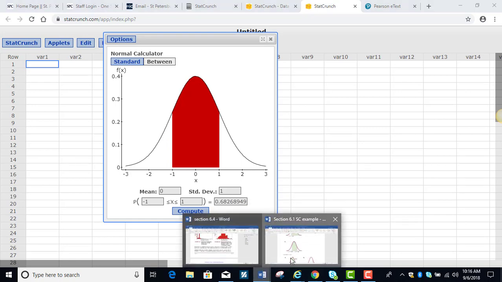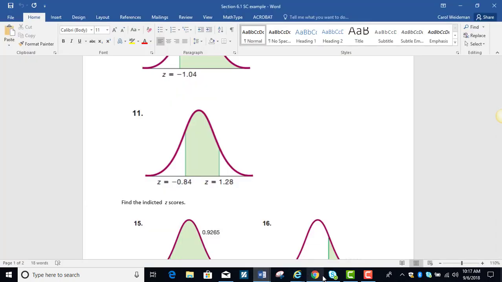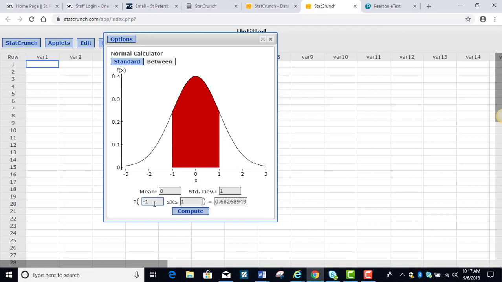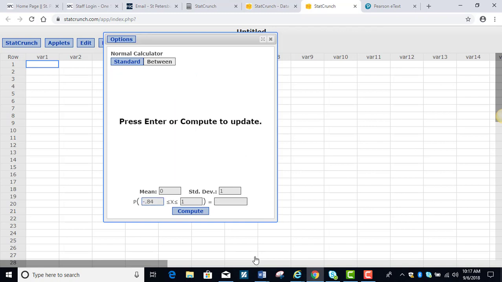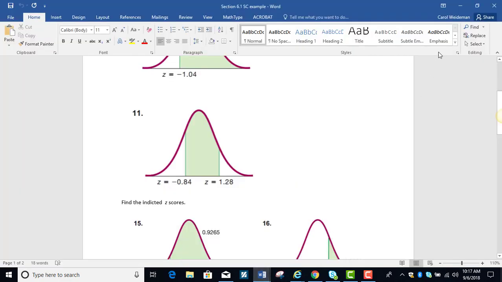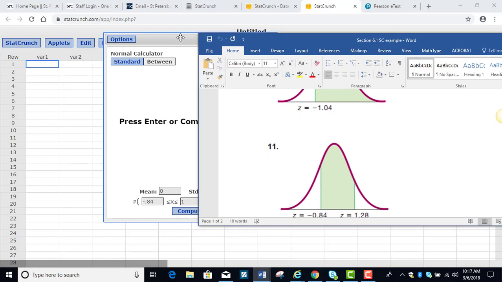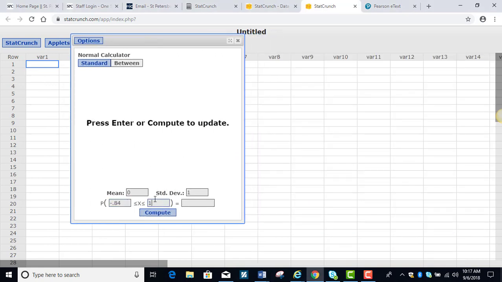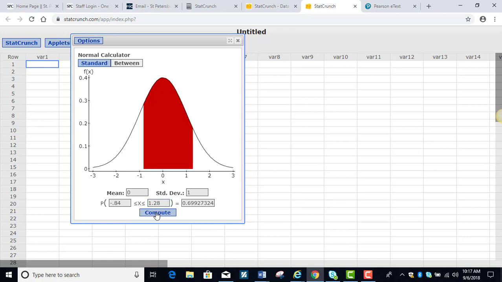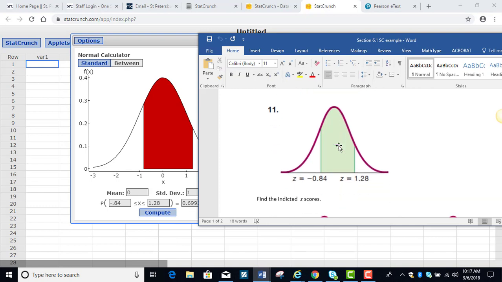And they want me to go from negative 0.84. So I'm going to put in here negative 0.84, and I want to go up to, oops. Let's try to put this over to the side so we don't have to keep opening it up. 1.28. So I'm going to go to 1.28 and compute. So the probability or the area between those two z-scores is 0.6993 when we round it off. And let's keep going now.